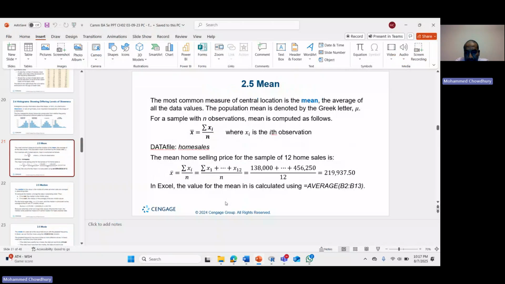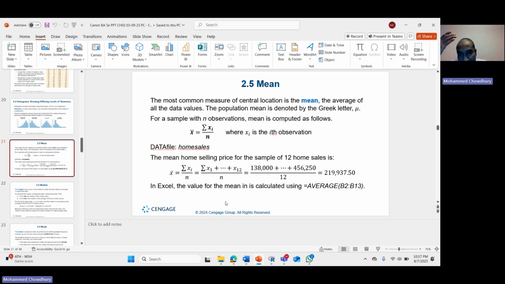Hello everyone. In this lecture, this is the third week. I am going to cover today some central tendency, that means mean, median, mode, and then measures of dispersion and their explanations, how we can explain them.